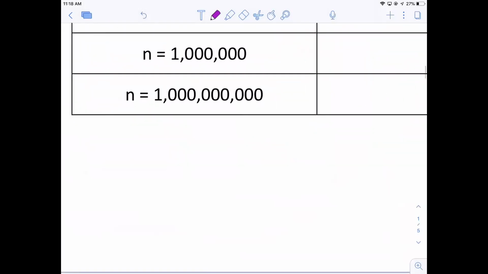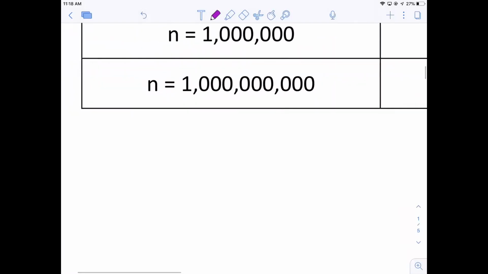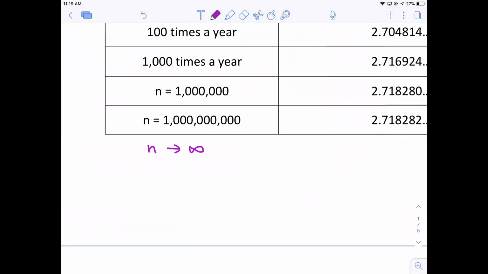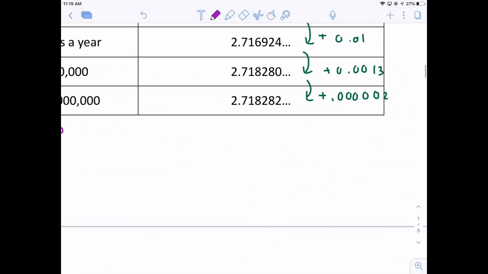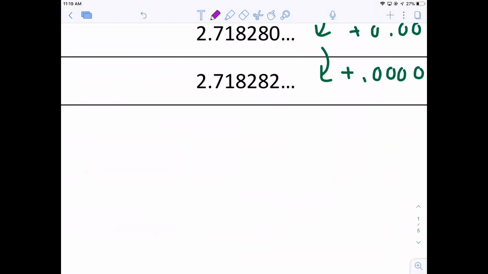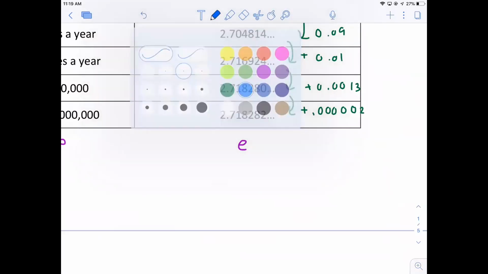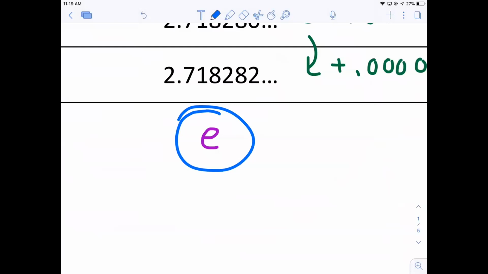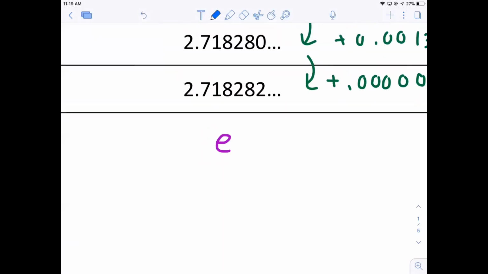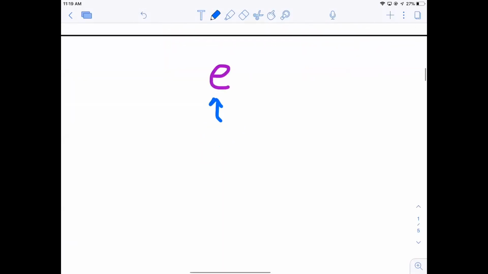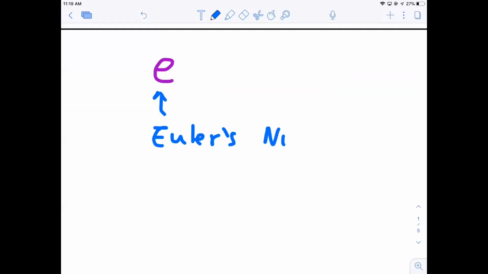So again, we're trying to compound continuously. We're trying to make n infinitely large. So the question is, what's going to happen as n approaches infinity? And I'll tell you the number it approaches is e. You're probably wondering, that's a letter, Mr. Chu. That's e. e is not a number. Well, this is a number. This is called Euler's number.